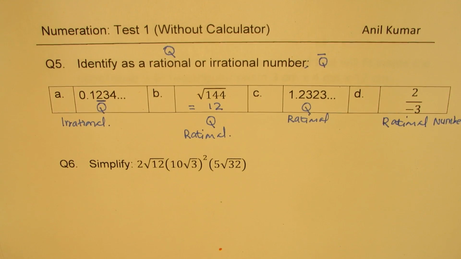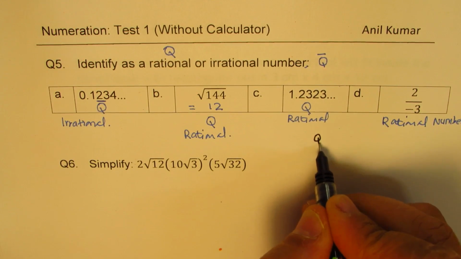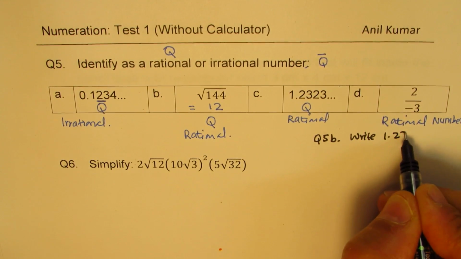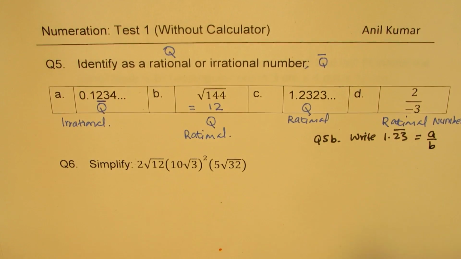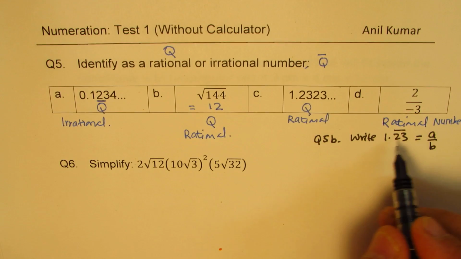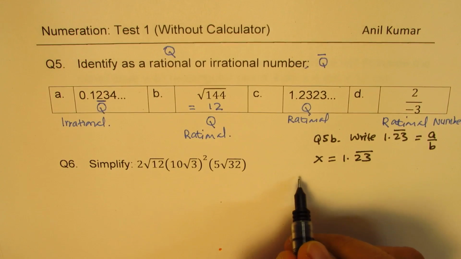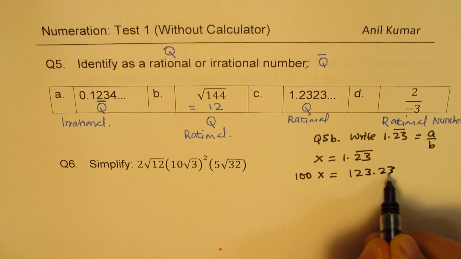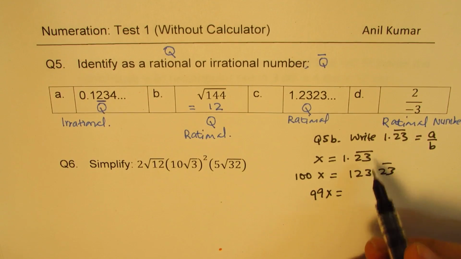Okay, so let's do this. It is not asked for, but let's do it. So I'll do it on the side. So the question here, which I'm writing as question 5b, is write 1.23, we say recurring, it repeats, as equal to a over b, right? So a over b is a rational number where b is not equal to 0. So let us say x is equal to 1.23 recurring. In that case, 100x will be equal to 123.23 recurring, correct?